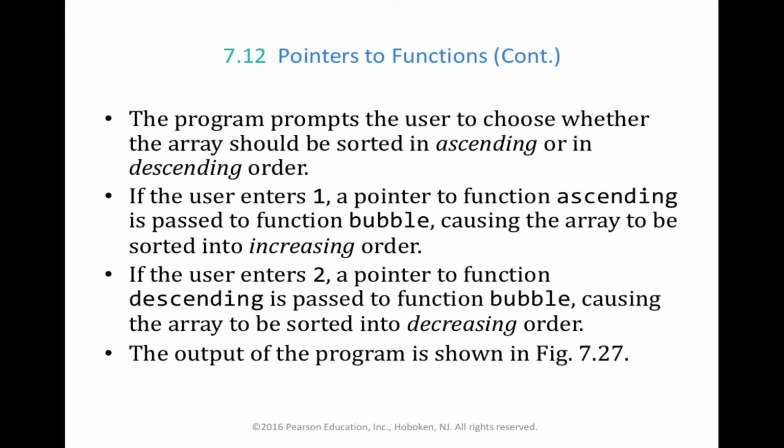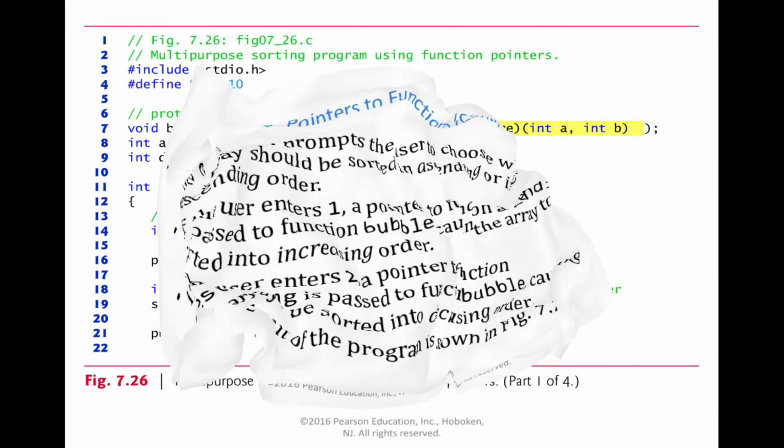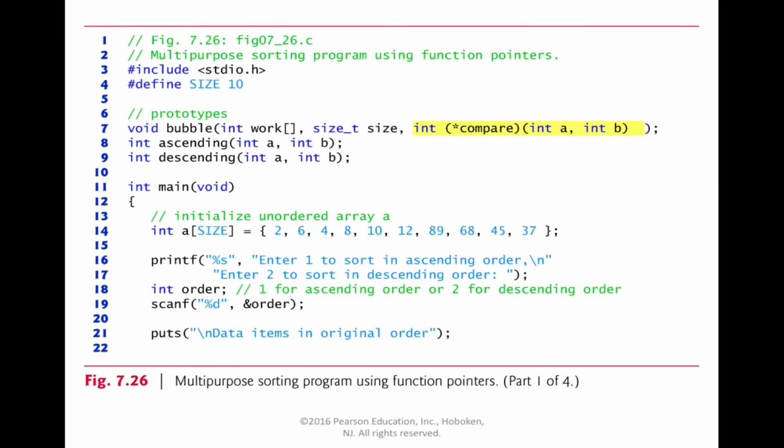If the user enters 1, the pointer to the function ascending is passed to the function bubble, causing the array to be sorted in increasing order. If the user enters 2, the pointer to the function descending is passed to the function bubble, causing the array to be sorted in descending order. And the output of that program is available in the next figure. This is figure 7.26 in your book.